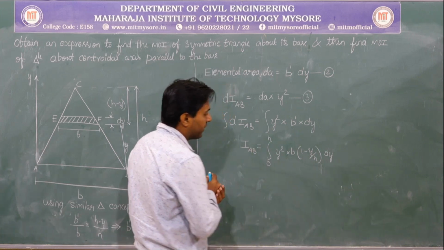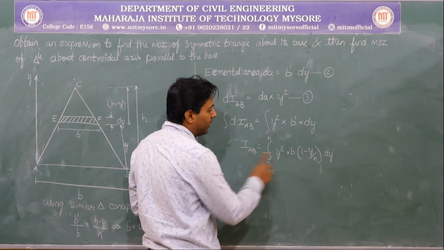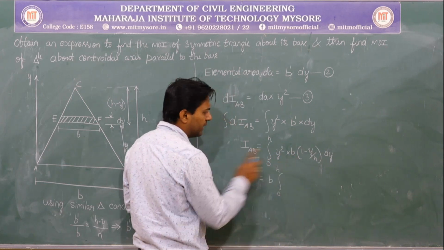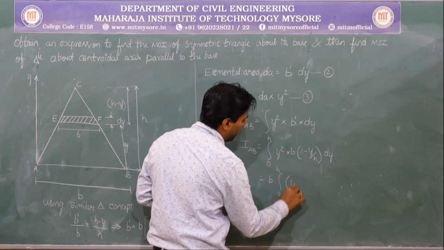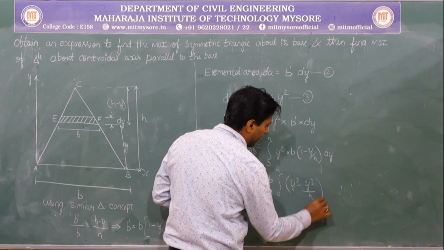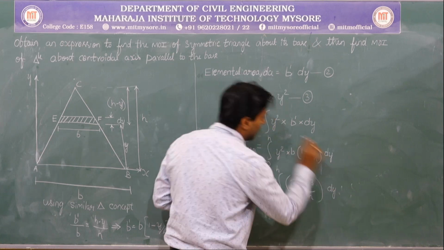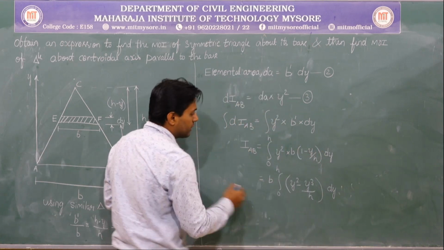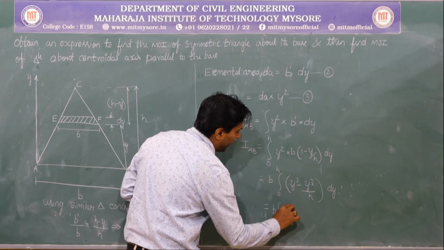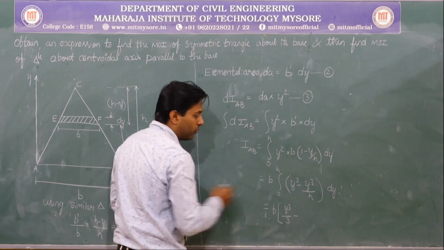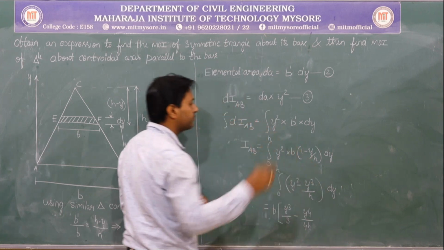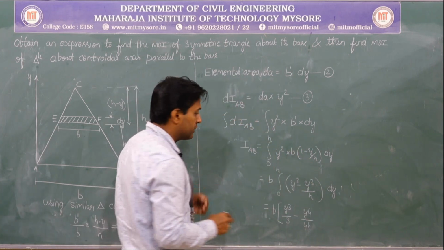So what are the constant terms that I can take out? The b value I can take out. Next, let the integral be as it is, and let me take this inside. So it will become y square minus y cube by h into dy. Now let me integrate this. y square becomes y cube by 3 minus, y cube will become y to the power of 4 by 4h. Yes or no?